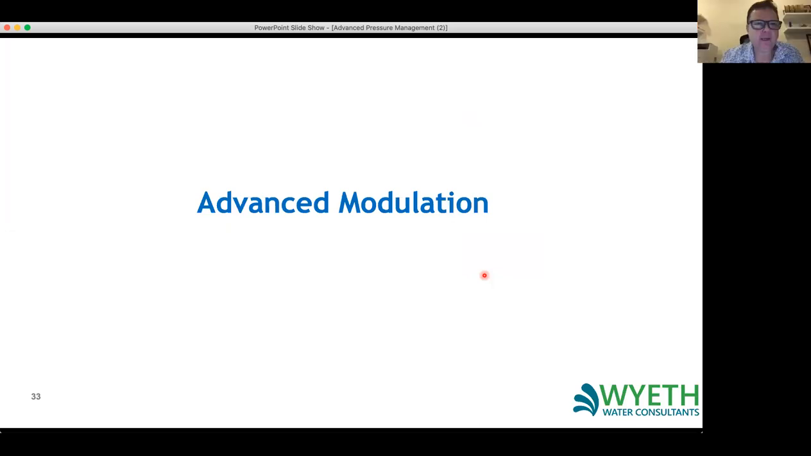So we can actually move a bit further than that flow modulation into what we would call advanced modulation. The previous modulation that I was talking about, it's still just looking at the flow and the pressure on the outlet of the PRV. We haven't considered the critical pressure point yet.